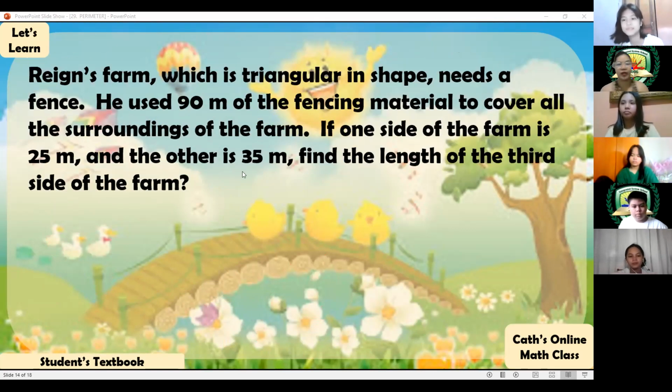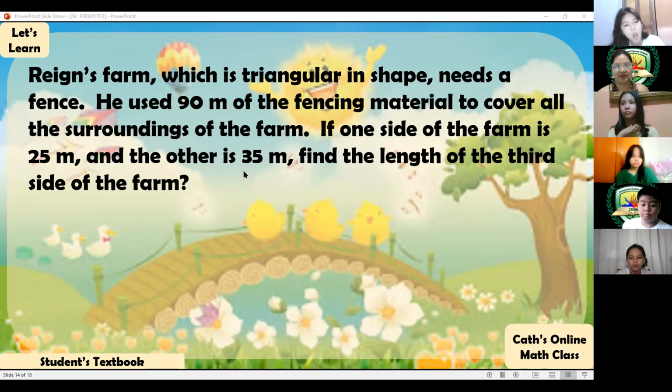Ray's farm, which is triangular in shape, needs a fence. He used 90 meters of the fencing material to cover all the surroundings of the farm. If one side of the farm is 25 meters, the other is 35 meters. Find the length of the third side of the farm. Okay, so kanina, pinapahanap ko sa inyo yung perimeter. Ngayon, binigay ko na yung perimeter. Ang hinahanap natin, missing side.